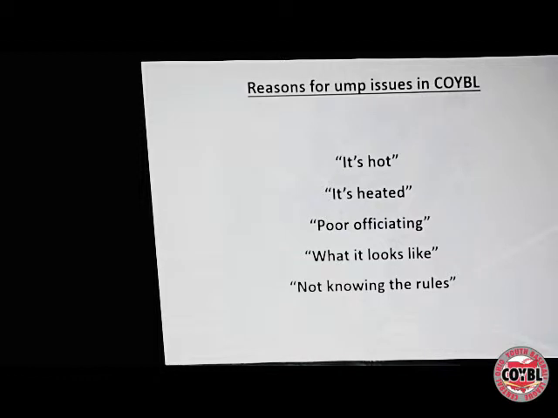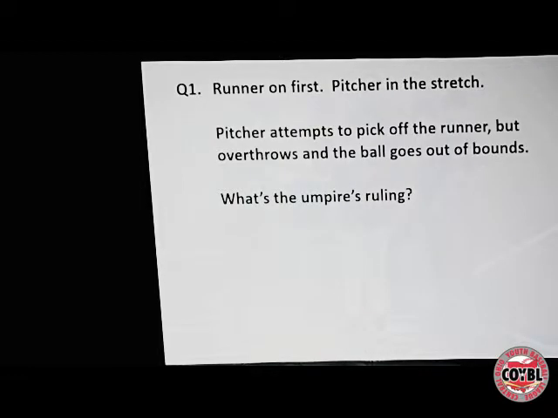So what I'd like to do is put a few scenarios out there, and guys, just shout out what you think the answer might be. So if you go to the first one, there's a pitcher, and he attempts to pick off a runner at first base. He's in the stretch. He turns and throws to first base. He overthrows. The ball goes out of bounds. Anybody know what the umpire ruling is?